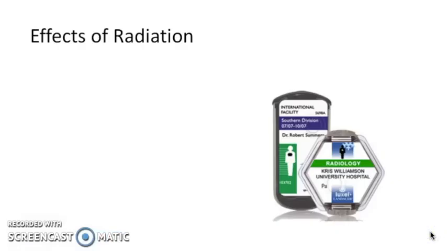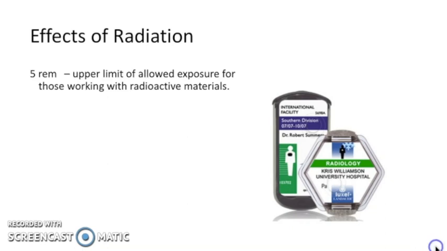Okay, for those of you who work in medicine, it can be helpful to think about the dose of radiation that you're receiving. Some of you may even have a little name tag or a badge that has a radiation monitor, a dosimeter badge that's worn by people who work with radiation. Usually, exposures are on the order of millirem. So 5 rem is the upper limit of allowed exposure for those who are working with radioactive materials, but usually it's on the order of millirem.